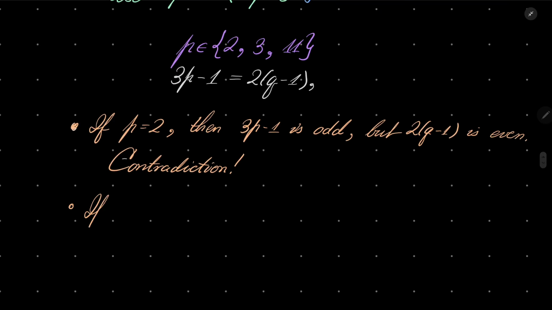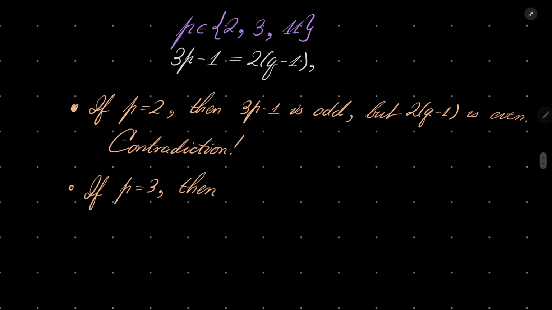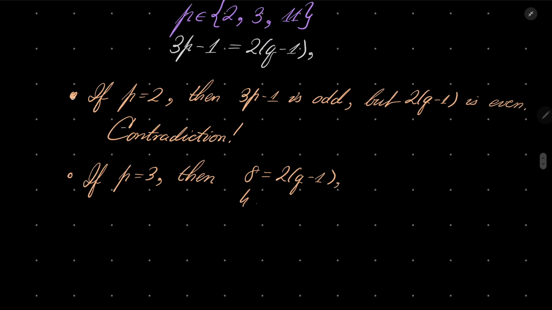Let's move to the case with p equals 3. If p equals 3, what then? Well, if p equals 3, then we have the following: 8 equals 2q minus 1, which means that 4 equals q minus 1, which means that q equals 5.